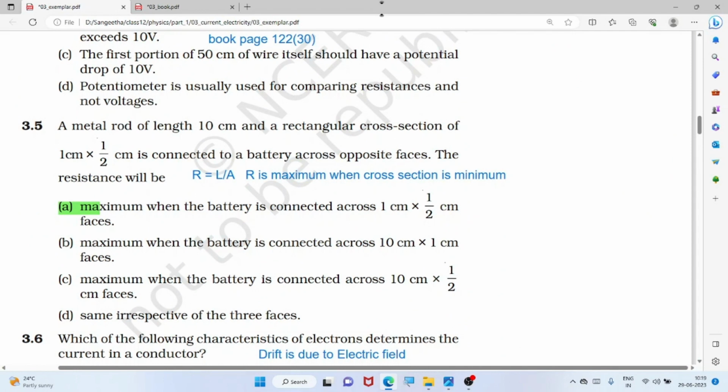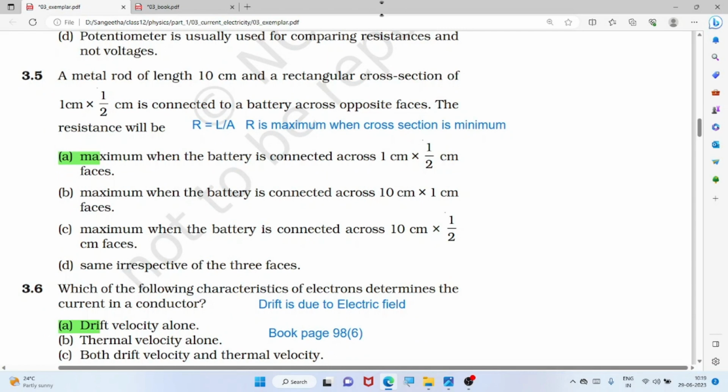Here a metal rod of length 10 cm and a rectangular area is given. The resistance will be R equal to length divided by the area of cross section. So it will be maximum when the cross section is minimum. When A is minimum, then this R will be maximum. So this is the correct answer. Here the area is more, so the resistance will not be maximum. Here also the area is more; this is the least area.